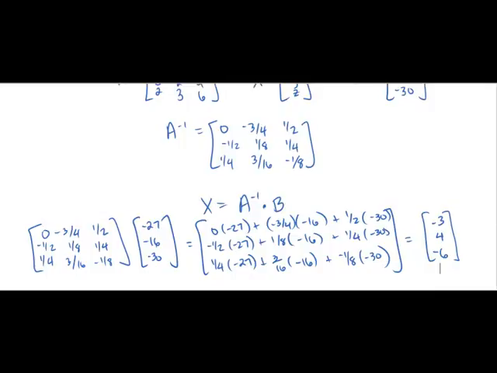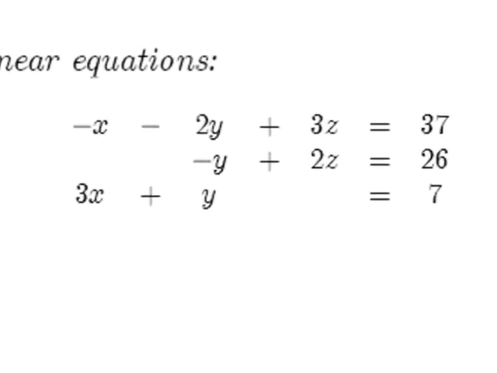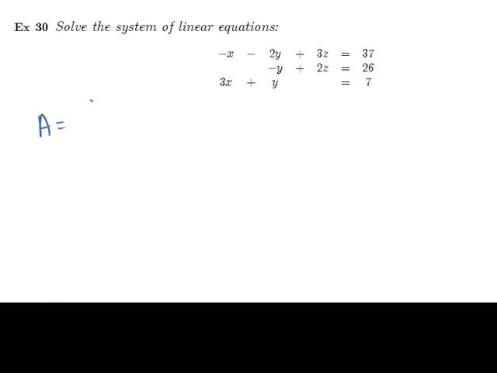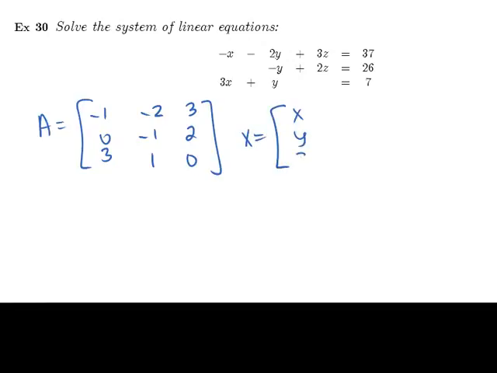So let's take a look at another example here. We have this system here. Again, I'll help you write things down, and then I'll have you enter your answers in the online system. We've got our -1, 0, 3 as our coefficients on x. We have -2, -1, and 1 for our coefficients on y, and then 3, 2, and 0 for our coefficients on z. Again, our x matrix is just x, y, z, our variables, and then b is going to be our numbers over here, 37, 26, and 7.